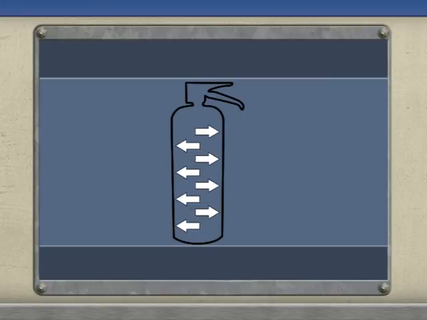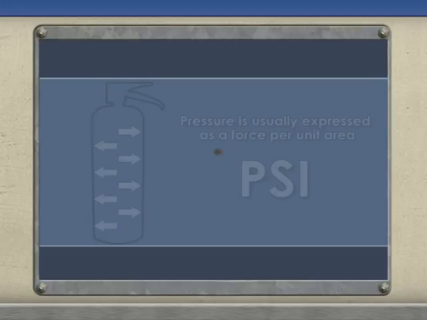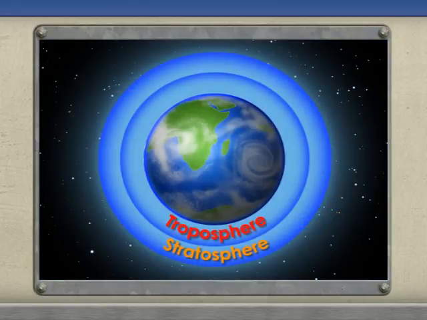Pressure is the force exerted by a gas against the inner surface of the container or vessel in which it is held. Pressure is usually expressed as a force per unit area, or pounds per square inch, or PSI. There are two ways of expressing a given pressure: gauge pressure and absolute pressure. These two methods differ in how they account for atmospheric pressure.